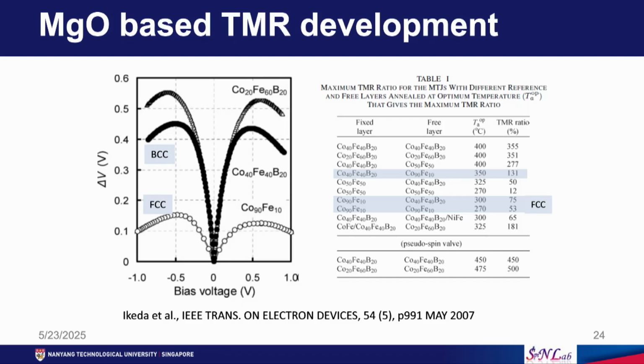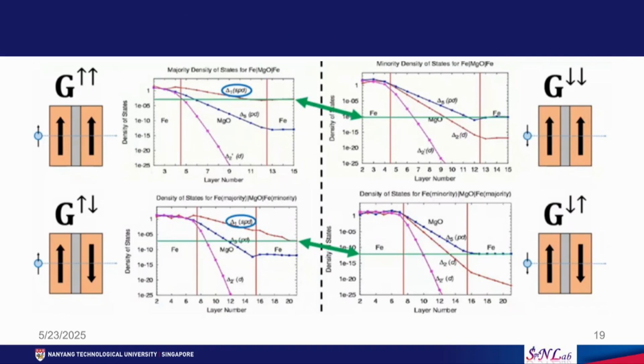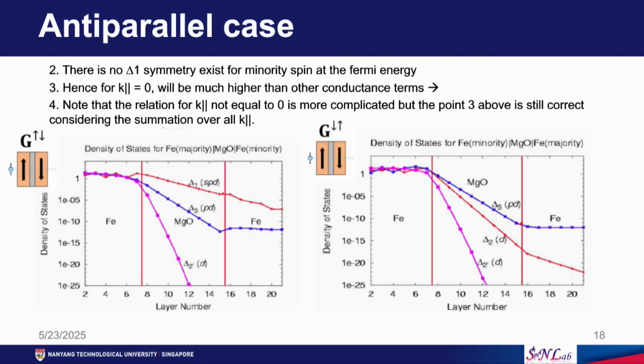Sir, what is k parallel equal to 0? K parallel, the third one. K parallel is equal to 0. Actually, I do not remember this one, that is why I skipped this slide.